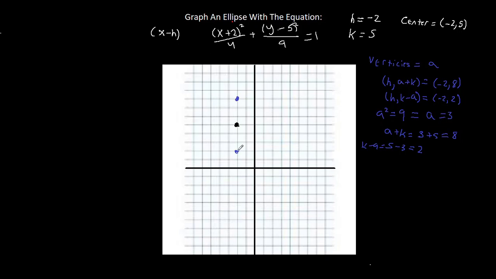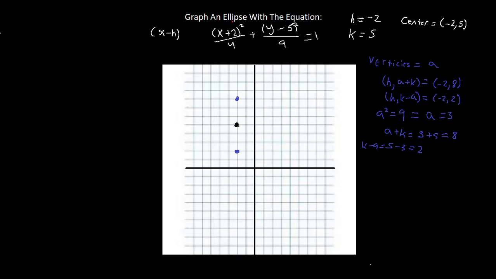Just a quick gut check at this point. We know that the center should be the midpoint between the two vertices, just in case we somehow did something wrong. 1, 2, 3, 1, 2, 3. So we're fairly confident that our vertices are in the right place.